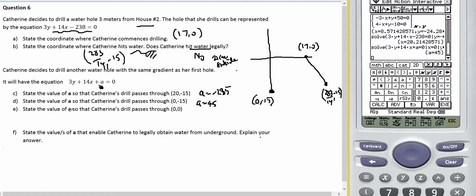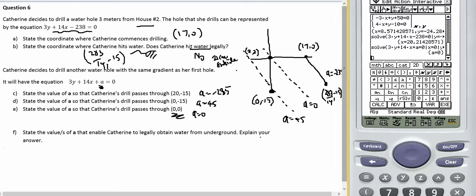Find the values of a so that Catherine's drill passes through the point 0, 0. So when x equals 0 and y equals 0, solve for a, and I get a equals 0. So these are drills that are parallel to the first one. So that's a equals 45, a equals 0, a equals minus 235. Is that correct?